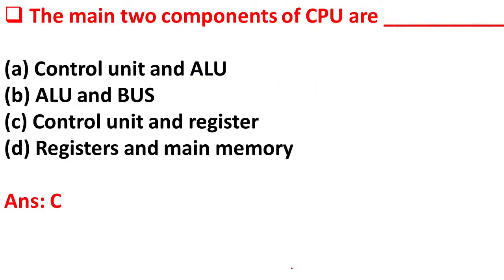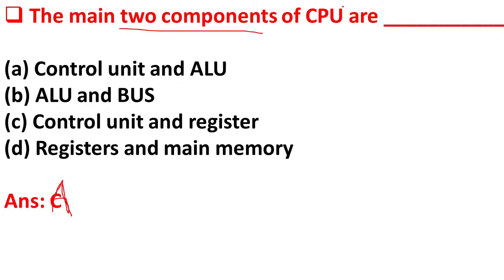Here the first question is, the main two components of CPU are: option A, control unit and ALU; option B, ALU and bus; option C, control unit and register; option D, registers and main memory. Here the right answer is option A. By mistake I have written C here. Here the right answer is option A.